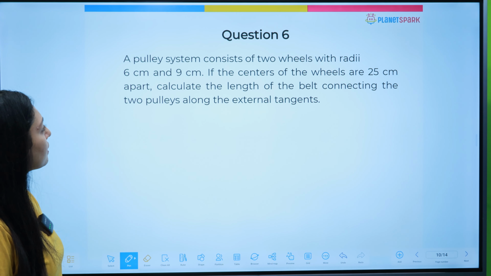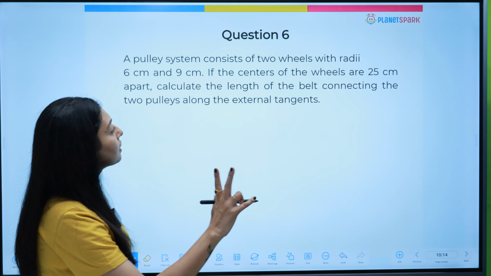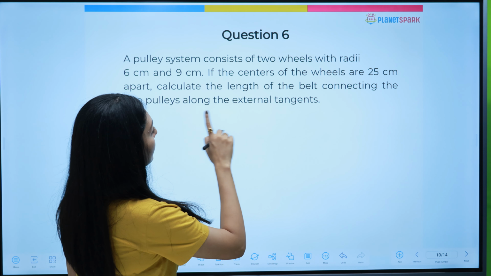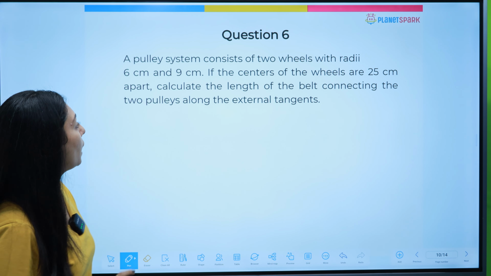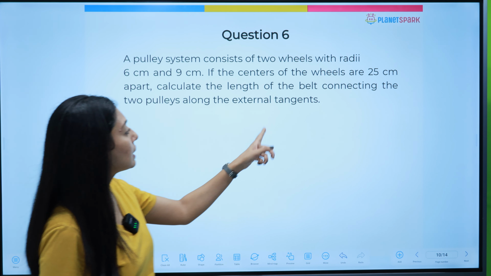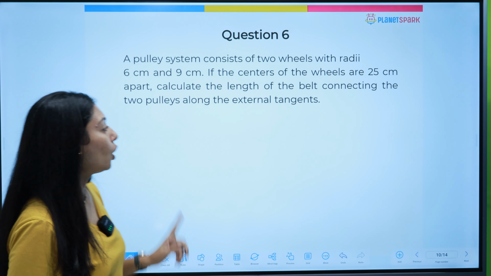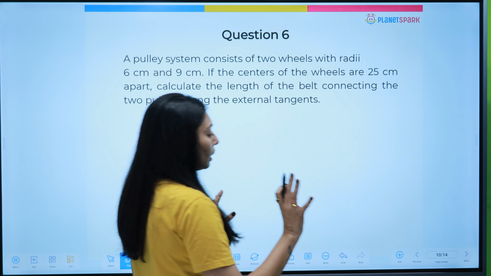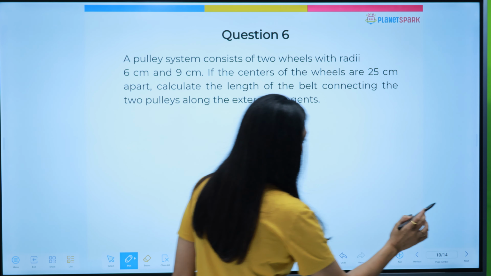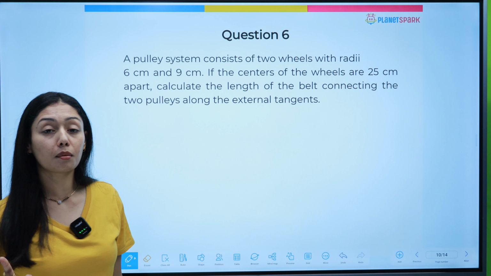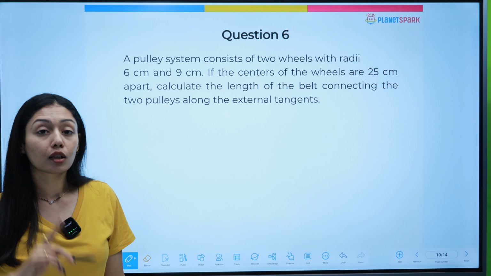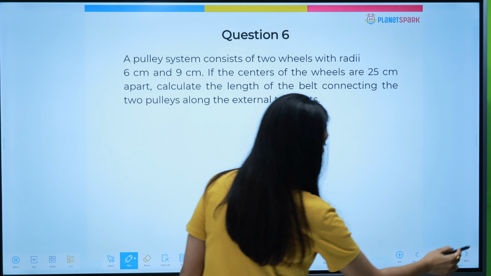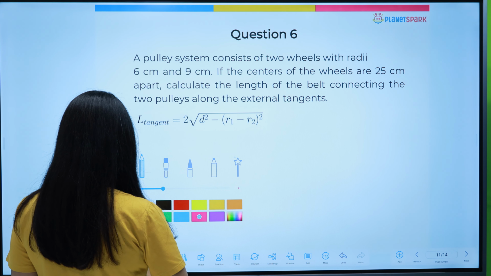Okay then. A pulley system consists of two wheels with radii 6 cm and 9 cm. If the centers of the wheels are 25 cm apart, calculate the length of the belt connecting the two pulleys along the external tangents. First of all, let's have the figure here. By reading, you must have understood whose case this is. Yes everybody, direct common tangents, right? So let's have the figure here. Then I'll tell you the formula also.